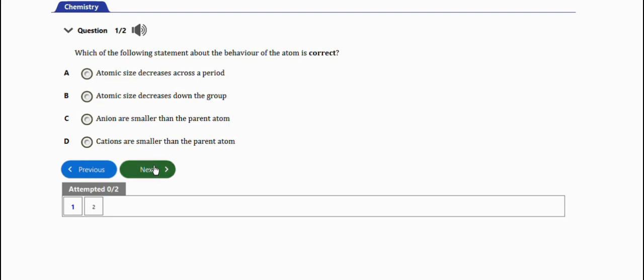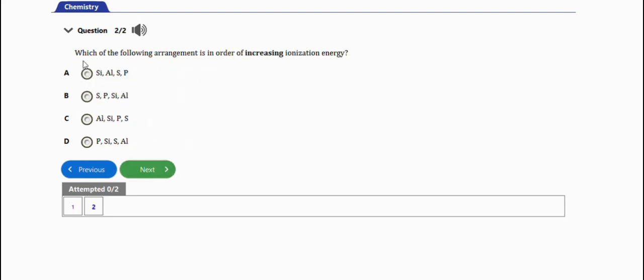The next question says, which of the following arrangements is in order of increasing ionization energy? So we are looking at order of increasing ionization energy. Option A is silicon, aluminium, sulfur and phosphorus. We have sulfur, phosphorus, silicon, aluminium. We have aluminium, silicon, phosphorus, sulfur. We have phosphorus, silicon, sulfur, aluminium.